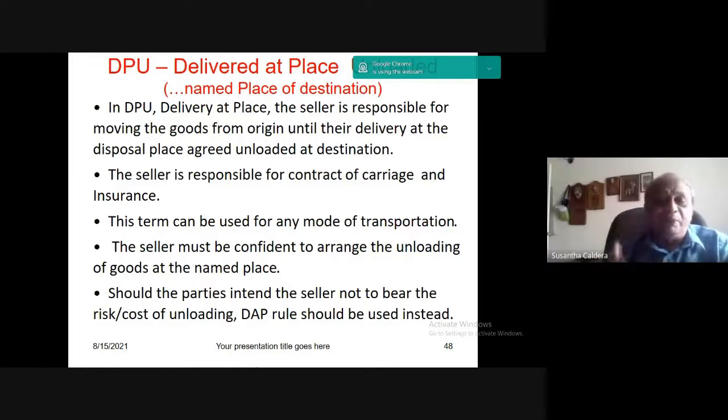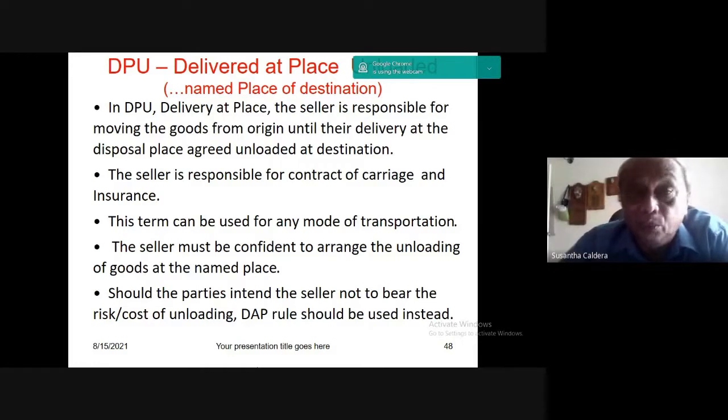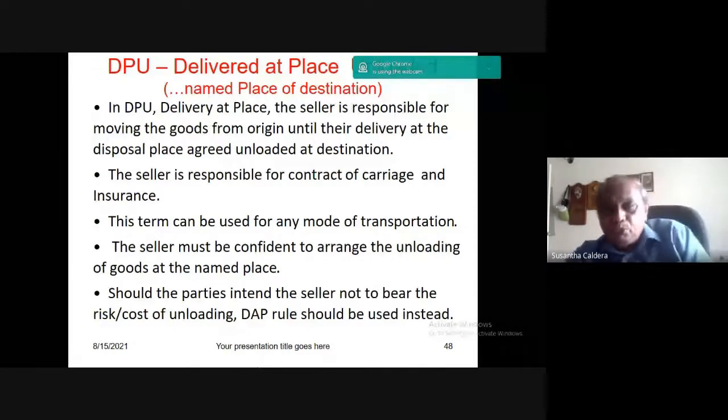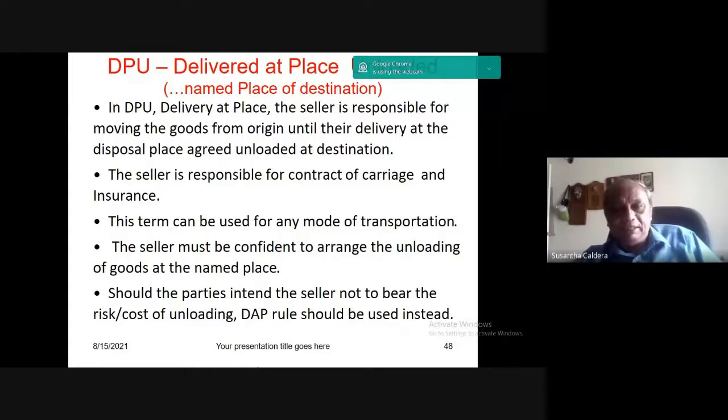DPU, a new one. Delivered at place, unloaded. In DPU, the seller is responsible for moving the goods from origin until their delivery at the disposal place, until it goes to the disposal place and is unloaded at destination. They have to unload it. Normally, with other Incoterms, the goods can be unloaded by the buyer. Here, the seller has to unload it.